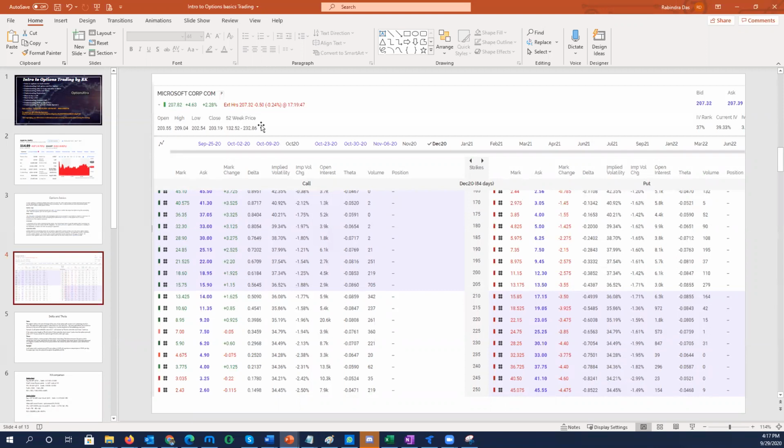Suppose Microsoft is trading at 207 and you are expecting that in 84 days, by December, it is going to 215. So what do you do? You buy this 215 call. Now Microsoft is trading at 235 by December, but you got the call at 215. What does that give you? That gives you the right to buy this stock at 215.